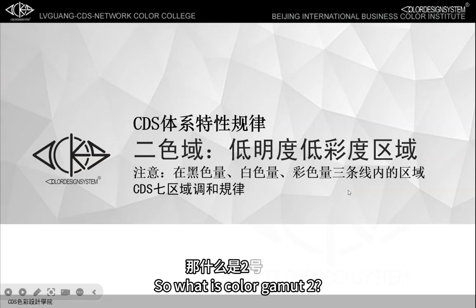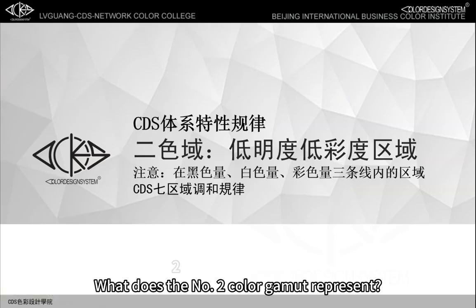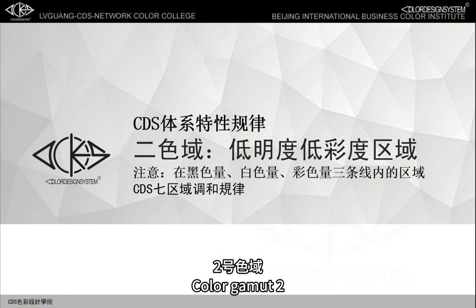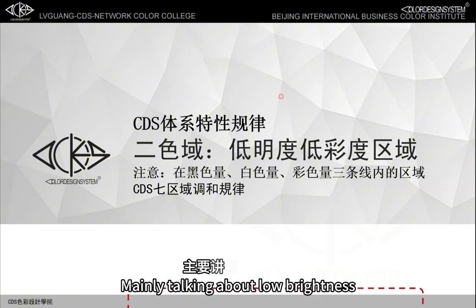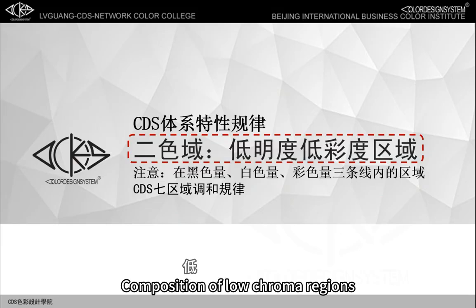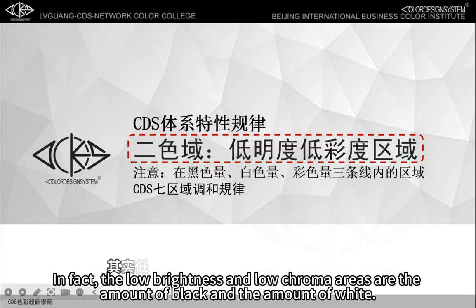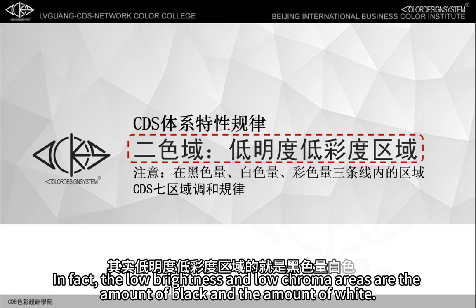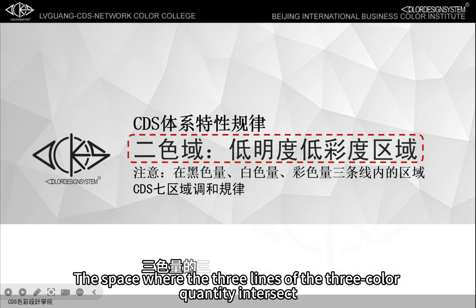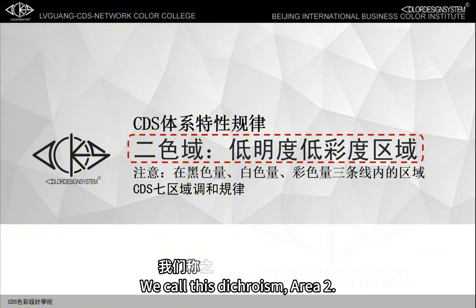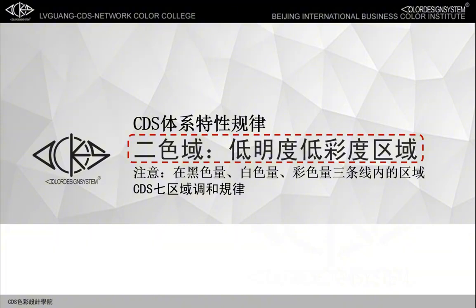So what is color gamut 2? What does the number 2 color gamut represent? Color gamut 2 mainly talks about the composition of low brightness, low chroma regions. In fact, the low brightness and low chroma areas are the space where the three lines of the amount of black, the amount of white and the color quantity intersect. We call this dichroism, area 2.